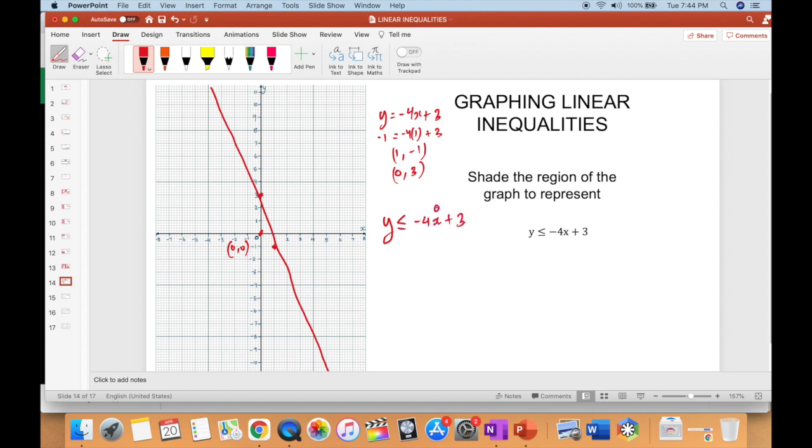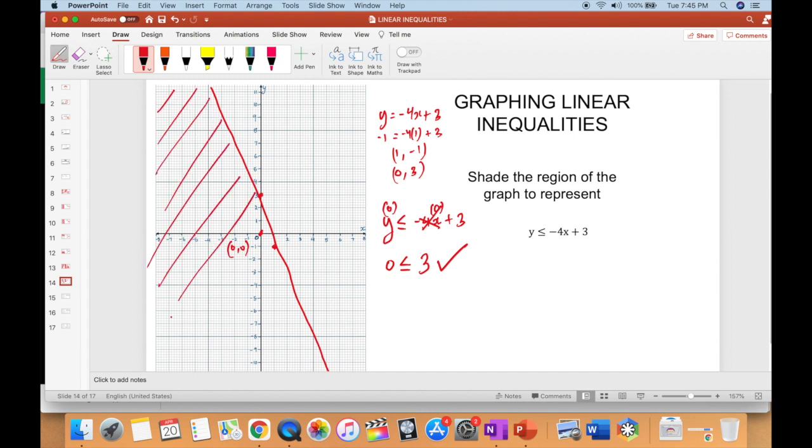So I'll put 0 here, and I'll put 0 here. So in this case, 0 on the y is less than or equal to, well, this is gone, so I'll have 3. We could see here that 0 is less than 3. And yes, that is true. So 0 is less than 3 means that this here is the region that we will have to shade.